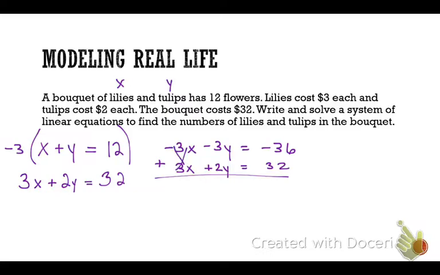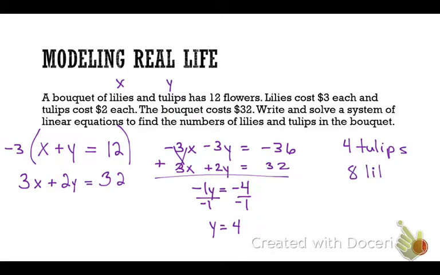Your x's cancel. -1y equals -4. Divide by -1. Y equals 4. But that means something. Remember, there's a label there for what? For tulips. Okay? So, if I know that there's 4 tulips, that means there's 8 lilies because there were 12 flowers total.